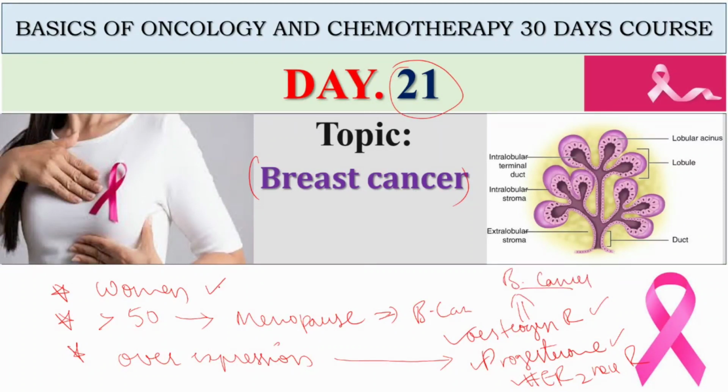So one is gender, female gender. Number two is age, above 50 years, particularly menopause. And number three, genetic factor, HER2 overexpression, progesterone receptor overexpression, or estrogen receptor overactivation or overexpression. So these are important points always you have to remember while discussing about breast cancer.